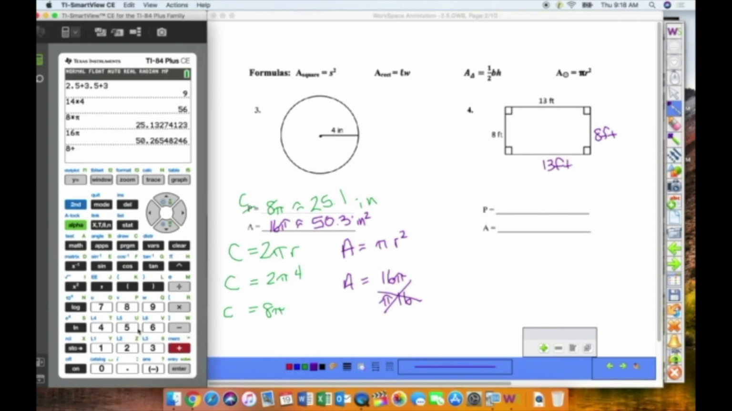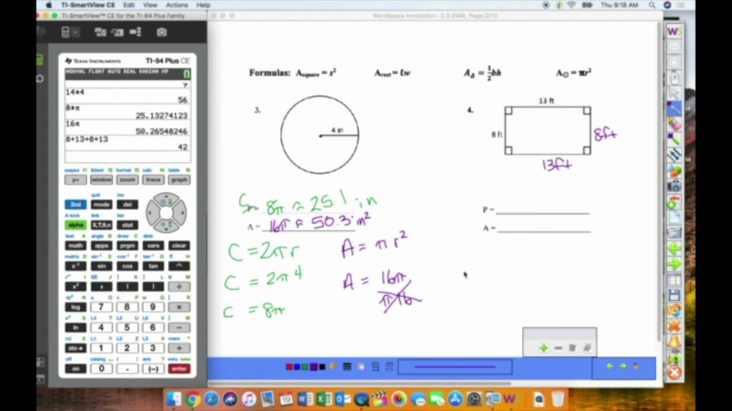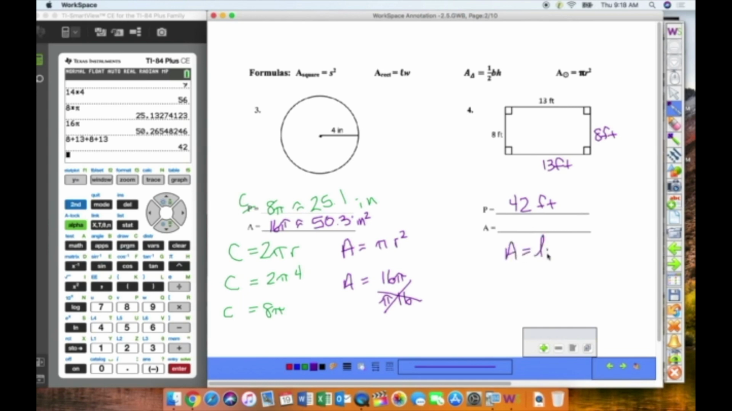There is a formula, 8 plus 13 plus 8 plus 13, but quite honestly, we are going to have so many formulas this year. When it comes to perimeter, all you got to do is just add those things up. So it's 42 feet. I'm not concerned that it's like, well, it's 2 times this plus 2 times this. I don't care. But area, I do want you to write the formulas down.